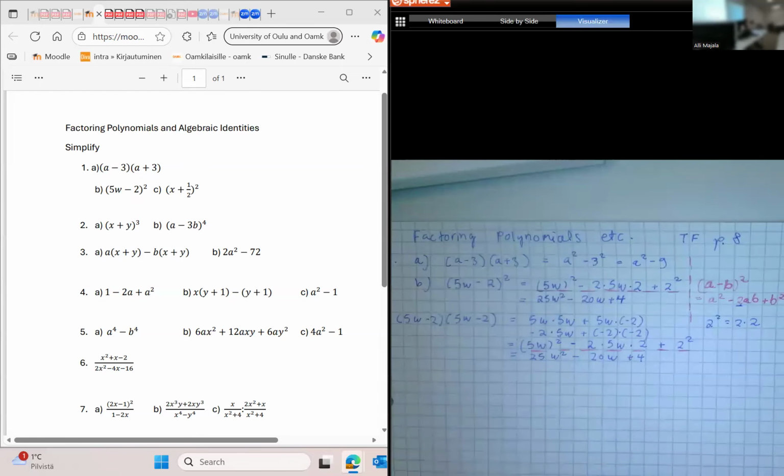I thought I had to take 5W minus 2 and somehow plug it into A squared minus 2AB plus B squared. Like take the 5W and replace the A with 5W. Then the B is replaced with 2. But, yes, that's true. It's just the same thing. It's exactly the same thing. Okay. It's exactly how you said it. Yeah, I understand that. Thank you.